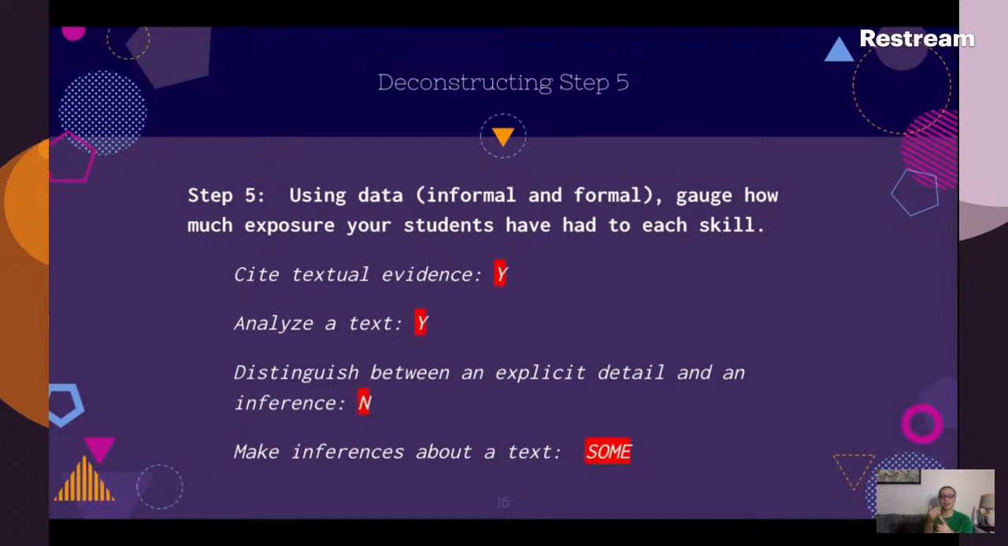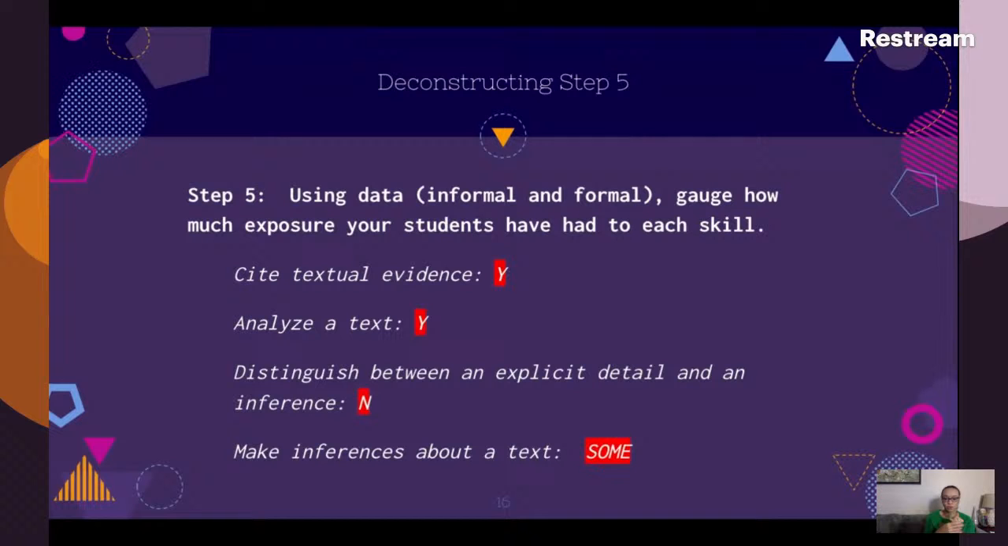So like I said, citing textual evidence, so my hypothetical class. So we're citing textual evidence. I know students can cite textual evidence because I've taught that skill. They can analyze a text. Yes, they can analyze a text. I've gone through the process of textual analysis throughout this semester as well.